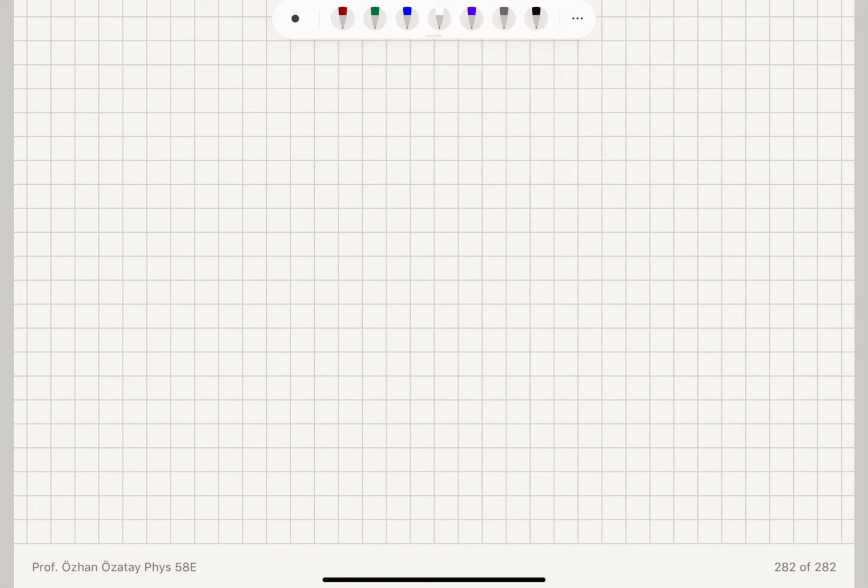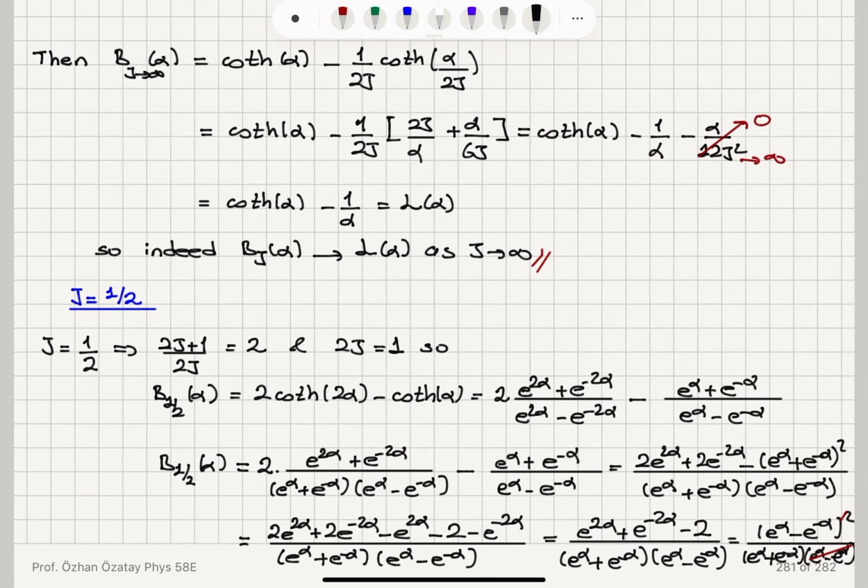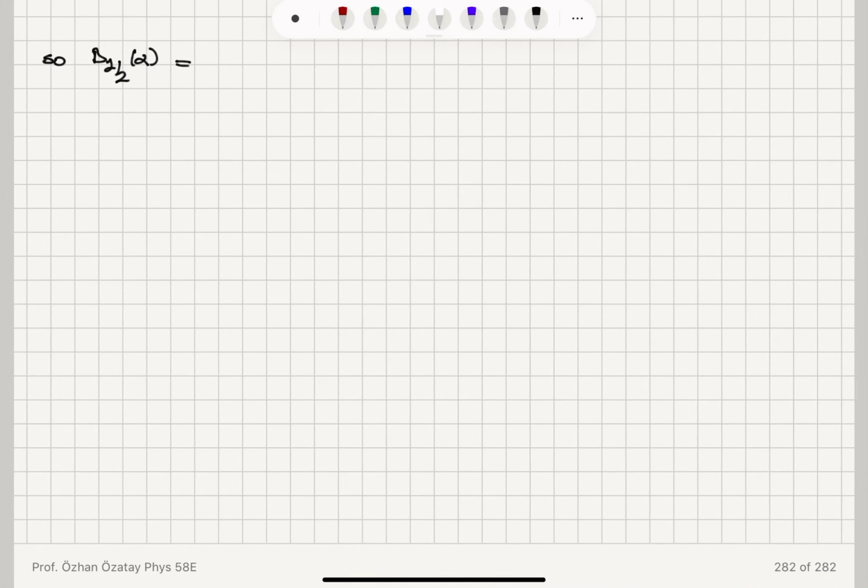so the Brillouin function for j equal to 1/2 of alpha will be the sine hyperbolic alpha, (e to the alpha minus e to the minus alpha) over 2, divided by cosine hyperbolic alpha, (e to the alpha plus e to the minus alpha) over 2. So sine divided by cosine gives us tangent. So this is tangent hyperbolic alpha.